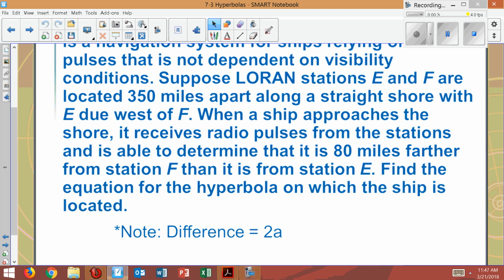When a ship approaches the shore, it receives the radio pulses from the station and is able to determine that it is 80 miles farther from station F than it is from station E. Find the equation for the hyperbola in which the ship is located. And I included here that the difference is always equal to 2a. That's kind of the difference in the two.